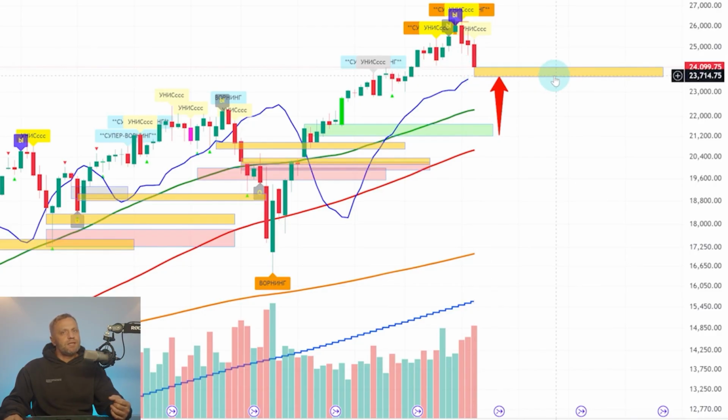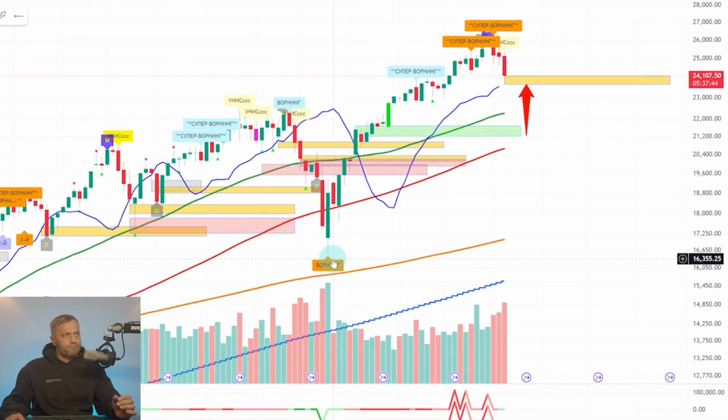But the target for the decline is not a reversal point or a stopping point. That is, the decline may continue much like it did in March of this year. We reached one target, then a second target, and then went significantly lower.